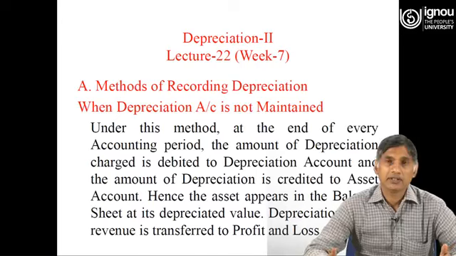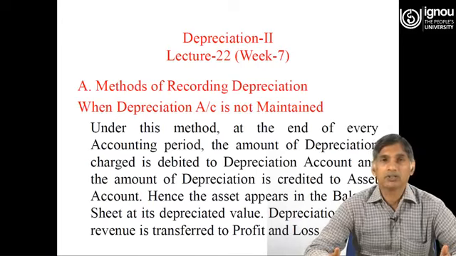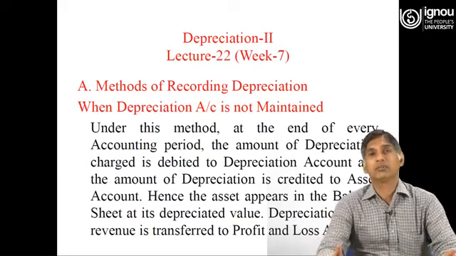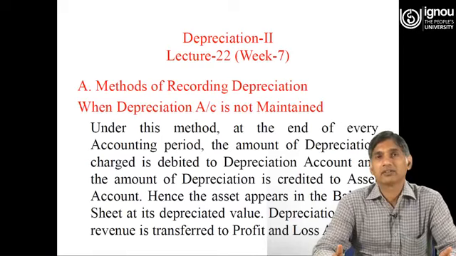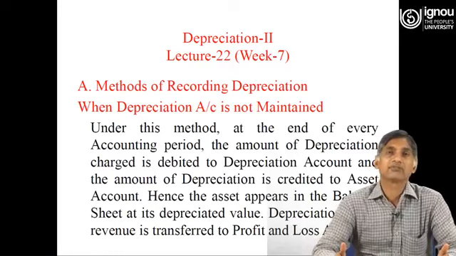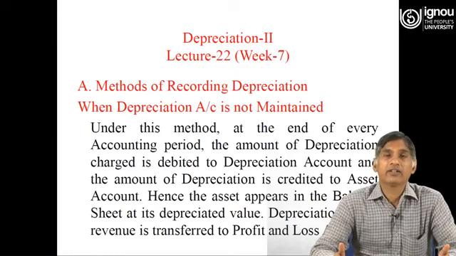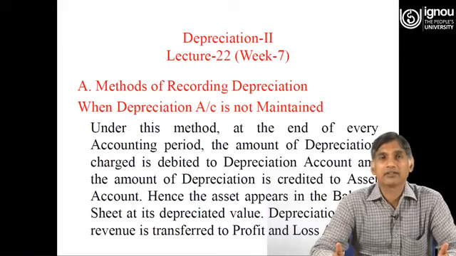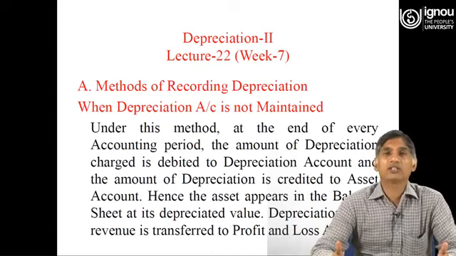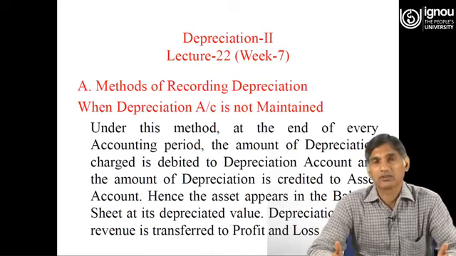See, if we have an asset of rupees 1 lakh and we are charging depreciation of 10,000 rupees every year, it means we are charging the depreciation on the basis of straight line method. It means that the amount of depreciation will remain the same over the expected useful life of the asset. So here friends, when depreciation account is not maintained, the cost of depreciation is always directly charged to the asset account.